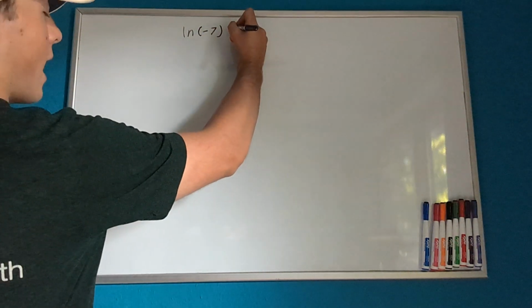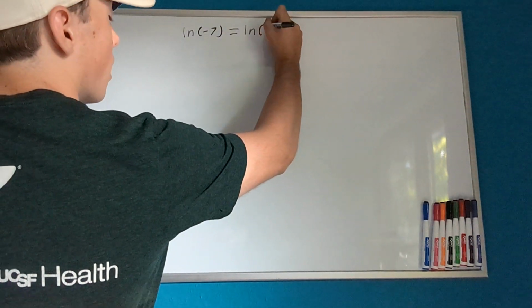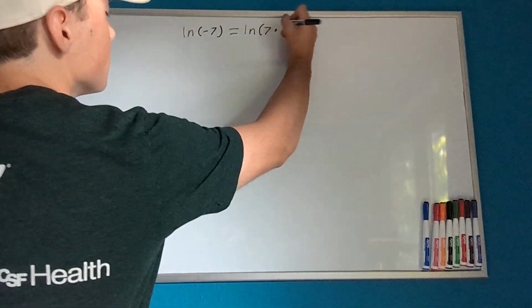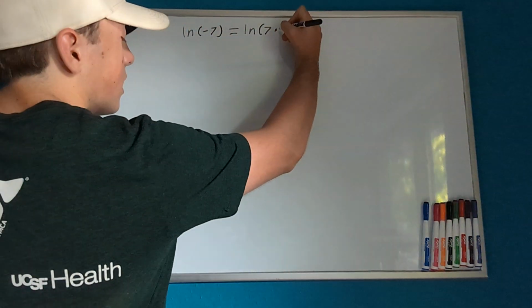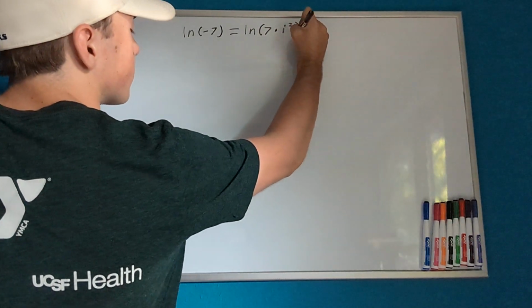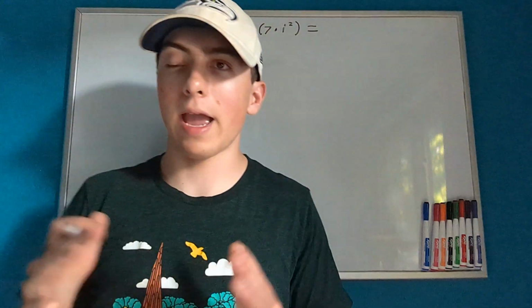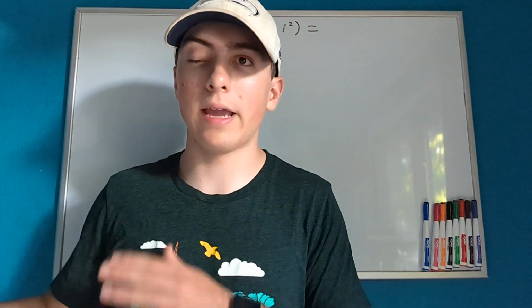Well, we can rewrite that as the natural log of 7 times, well, we could do 7 times negative 1, but there's another number that equals negative 1. It's not a real number, it's a complex number. That number is i squared. In this case, I want to use i squared. It'll be much more advantageous for us. So through log properties, let's remember that log A times B equals log A plus log B.